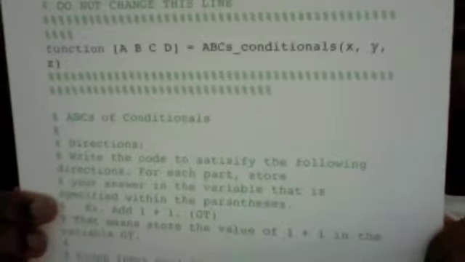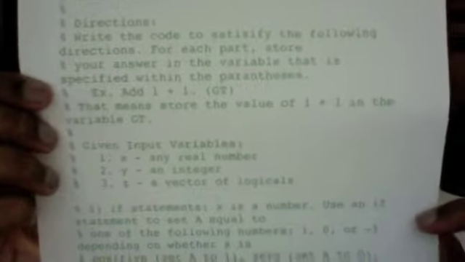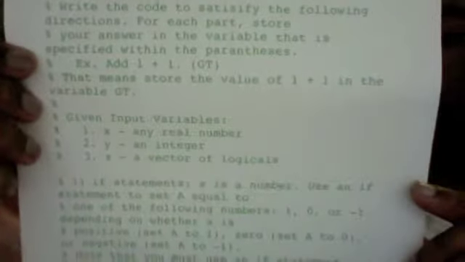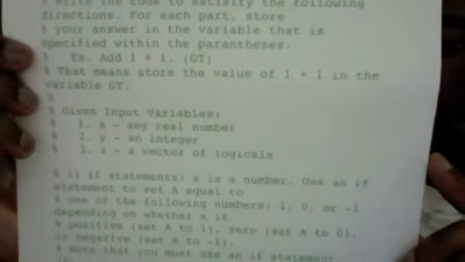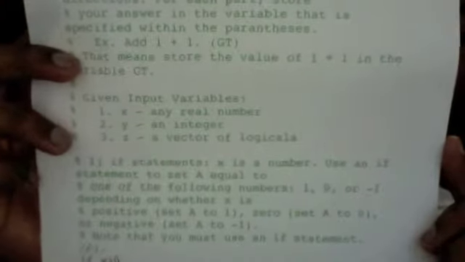I have the homework file that they send to you. We have the ABCs of conditionals, the directions: write the code to satisfy the following directions. For each part, store your answer in the variable that is specified within the parentheses. So this week we have 3 given input variables: x, any real number, y, an integer, and z, a vector of logicals. So our first one is if statements.